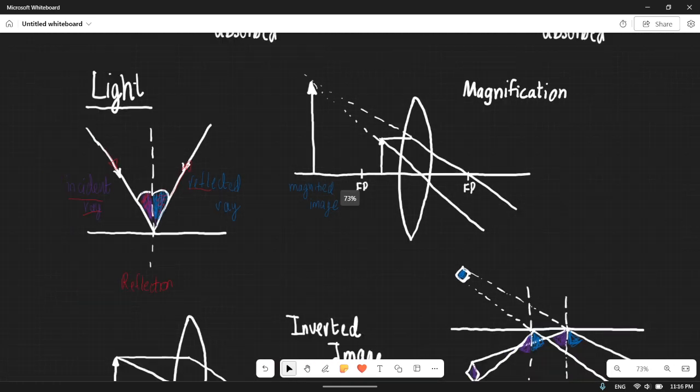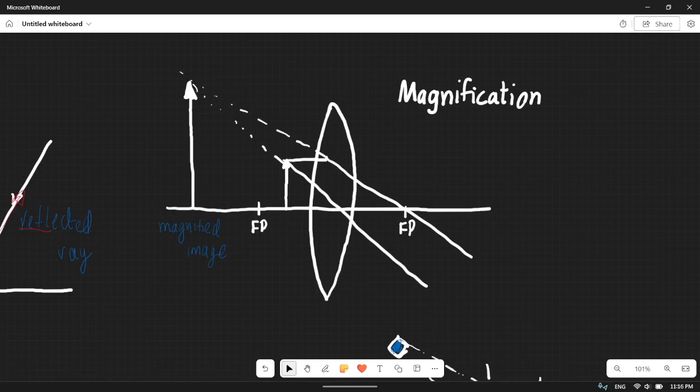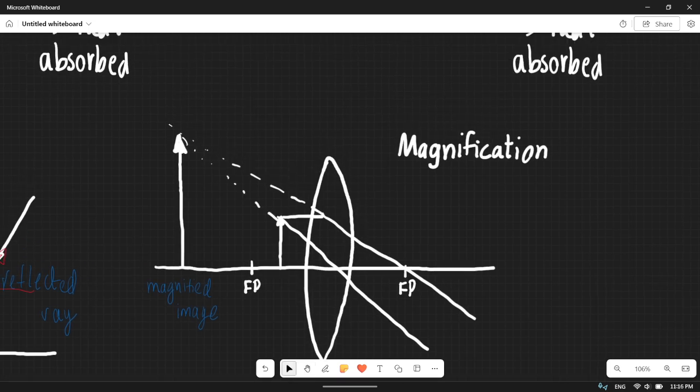Now we need to know a few key scenarios over here. The first one that we're looking at is magnification. If the object is between the focal point and the center of the lens, then it will be magnified. How will it be magnified? You draw your object, the top ray will come to the center and pass through the focal point, and the other will pass through the center. Now you will notice that these two rays will never meet. So if they will never meet, then we join these two back, and then it will form this magnified image.